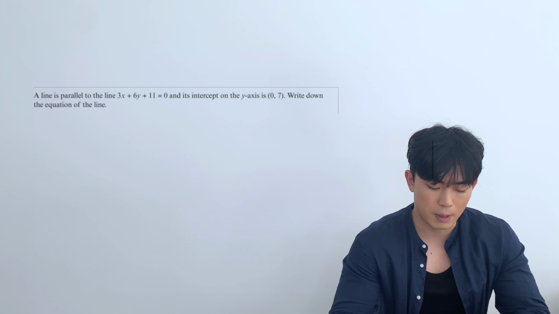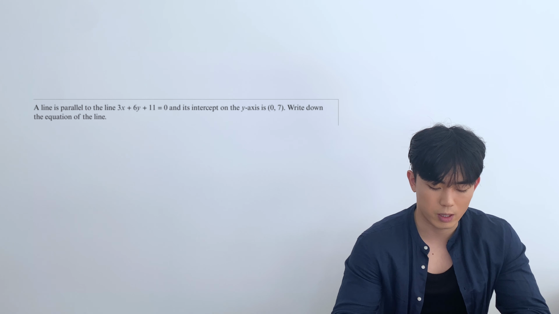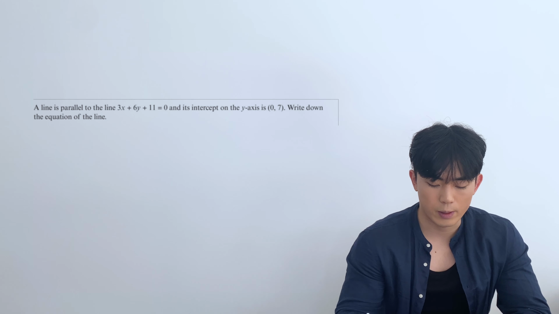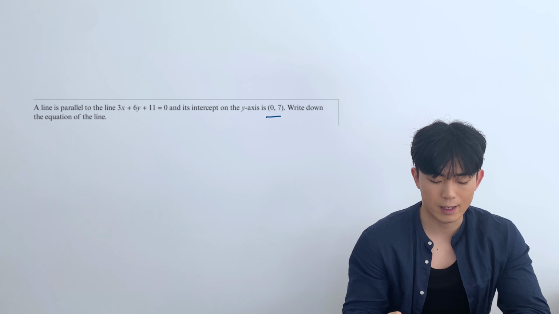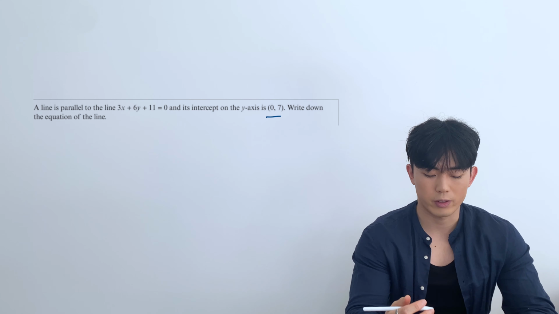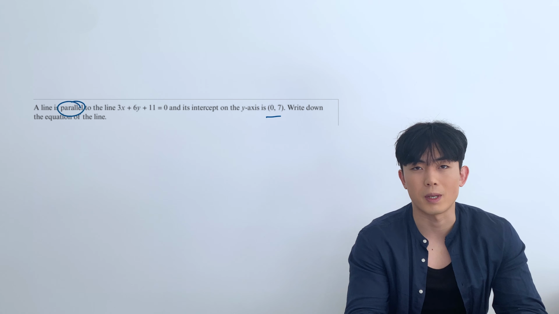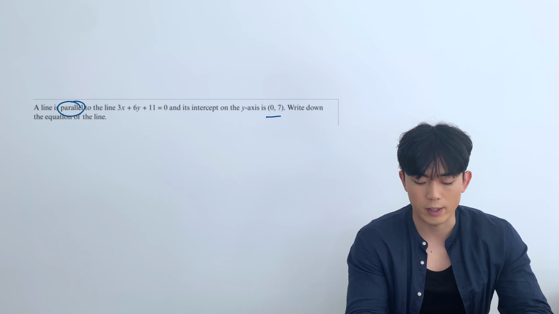We have a line that is parallel to the line 3x plus 6y plus 11 is 0, and its intercept on the y-axis is (0, 7). Write down an equation of this line. So first, we know that the two lines are parallel to each other, meaning the gradients are the same. So we need to find the gradient.